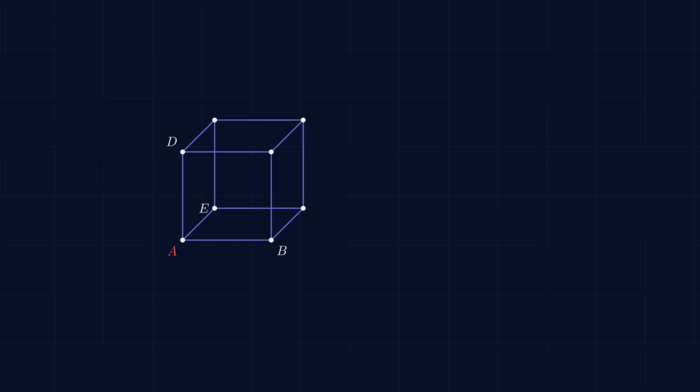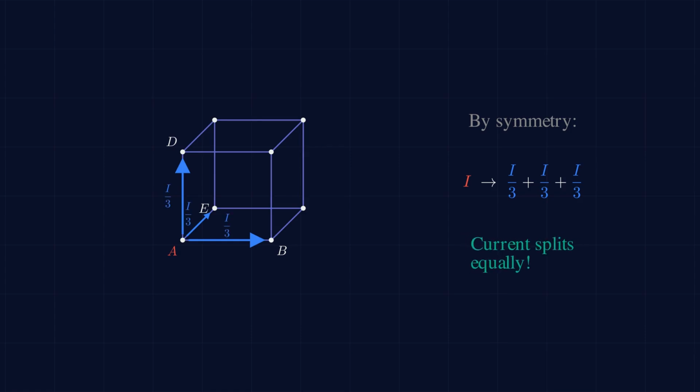Look at corner A. 3 edges leave it, heading to B, D, and E, and by the cube's perfect symmetry, the current must split equally into all 3. Each edge carries exactly 1/3 of the total current, I over 3. This tells us something powerful.